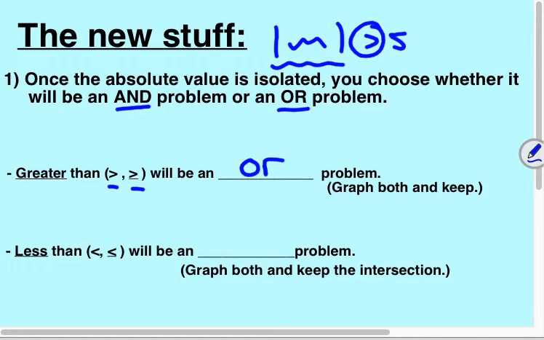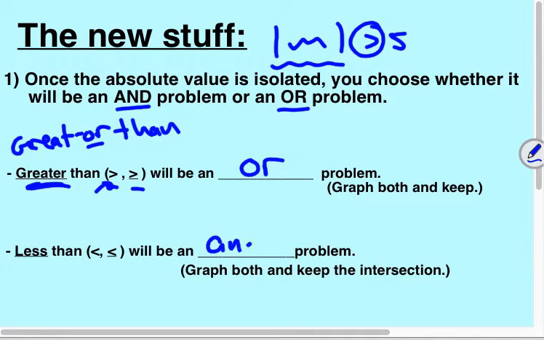So one of the things to do with this, if you see a greater than symbol, greater than is an or symbol. Or statement, basically. Less than is an and statement. Okay? Graph both and keep the intersection. Less than, this is how I say this, less than. It's a little shortcut or a little trick to remember that it's an and statement.